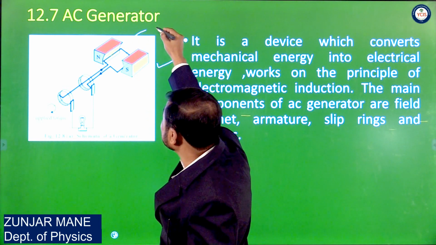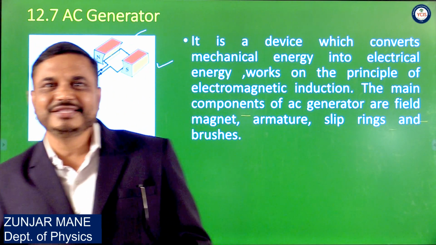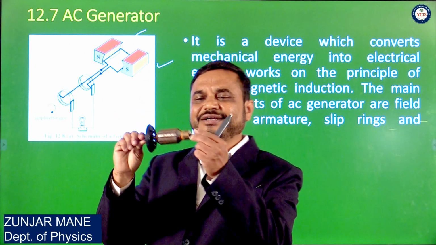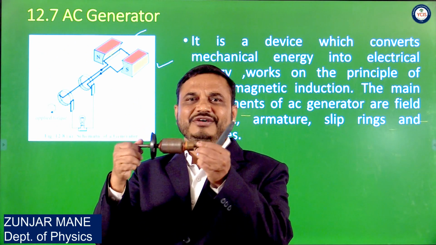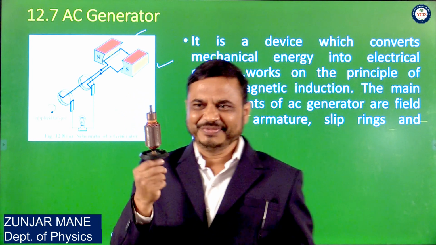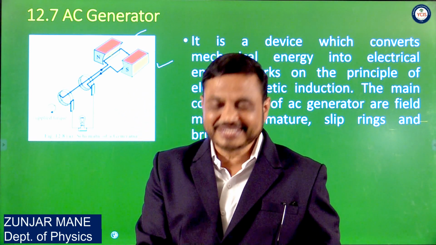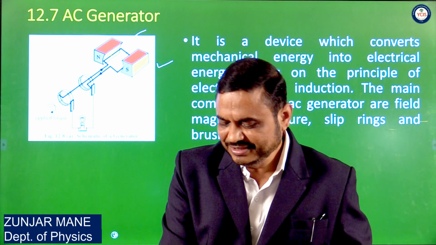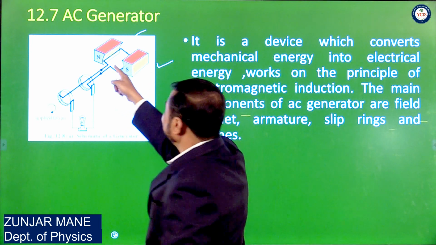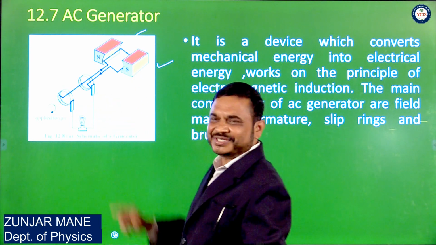This coil is called the armature. Like I bring this armature from our DC motor. So this is the armature. The armature is a rectangular frame on which the coil is wound. So the magnet, then armature, then slip ring and brushes.